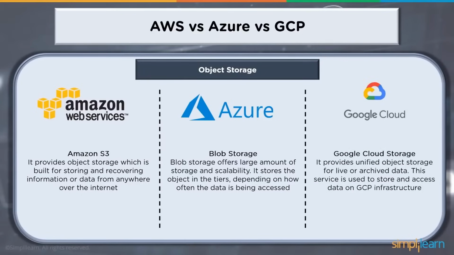Google Cloud has Cloud Storage, and it provides unified object storage for live or archive data. This service is used to store and access data on GCP infrastructure.